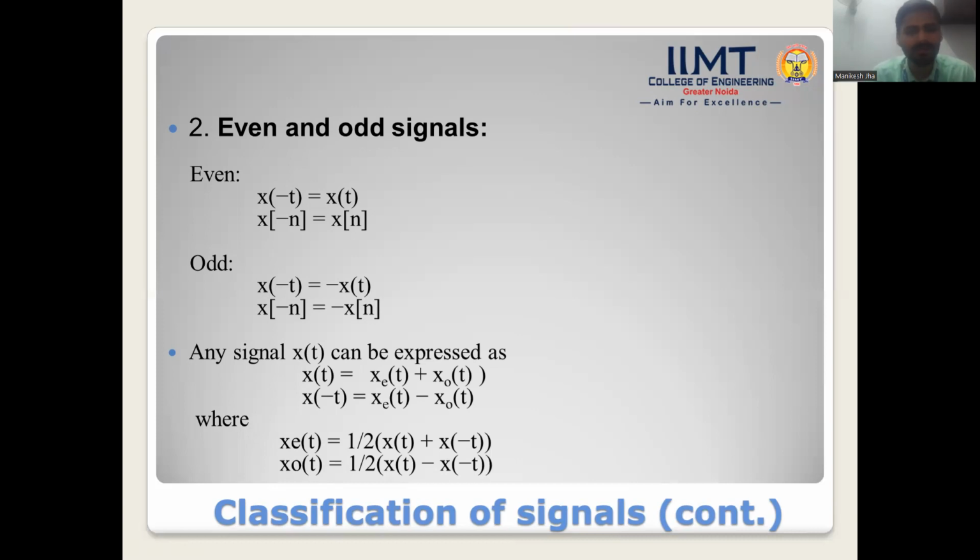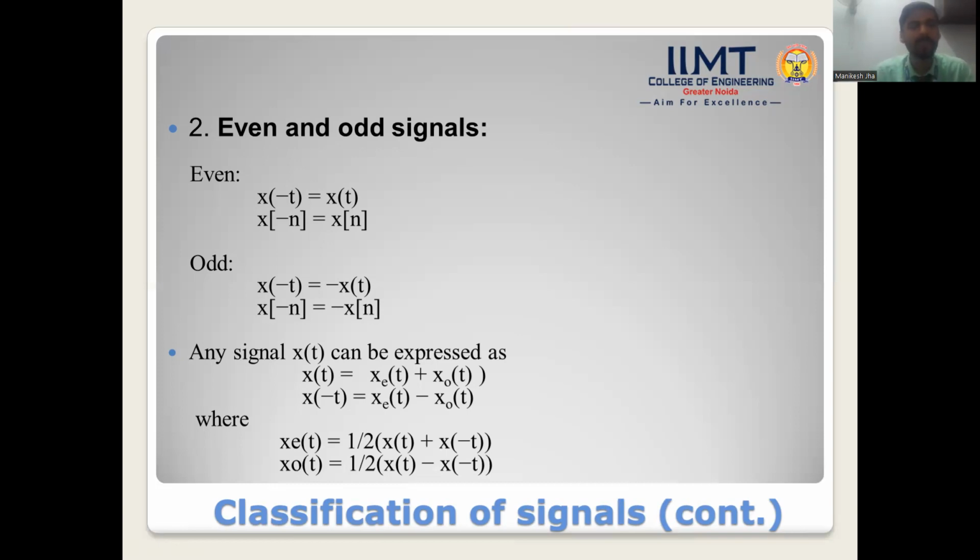So only two processes are there. In the first process, we have one signal x of t, and we reverse it. We replace t by minus t, applying the reversal property, and after that we get x of minus t. Now compare x of t and x of minus t. If both are the same, then this is an even signal. If x of minus t is the negative of x of t, then this is an odd signal.